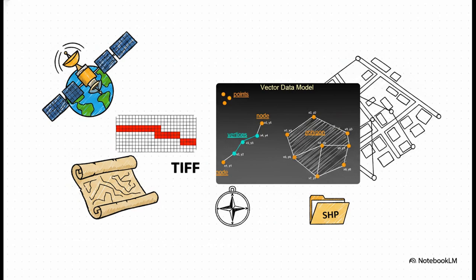files. The vector format, on the other hand, totally discards the grid. It uses discrete representations by plotting exact X and Y coordinates. It connects those points to create vertices and then closes them to form polygons. You'll usually see these saved as shapefiles.